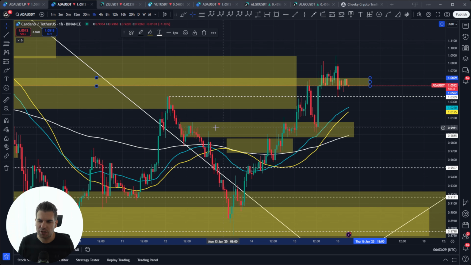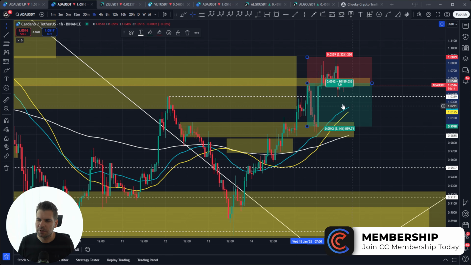We're expecting a rejection down to where we were finding previous resistance, to turn that into support at around the $1, coinciding with that blue line, which is our 50 exponential moving average, and then this push to the upside afterwards. Now, I didn't catch the long. I should have done. I was a bit busy yesterday with meetings and things like that.